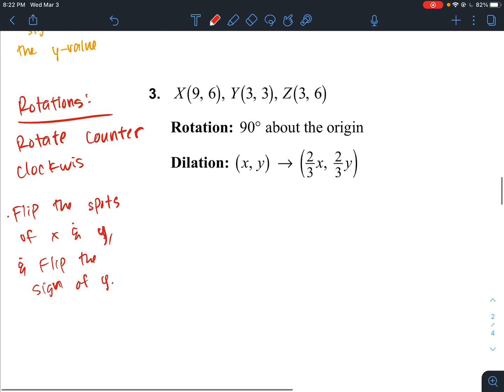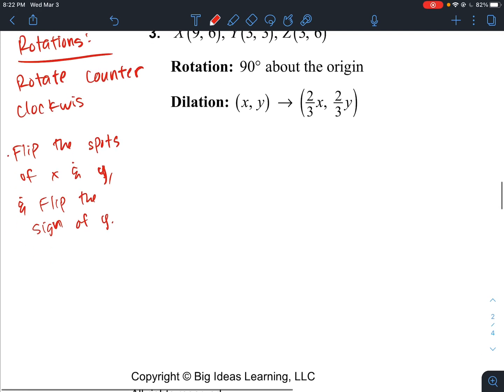Okay, so essentially what this means is that if you have a point x comma y, a rotation means that it's now negative y comma x. So a rotation that is counterclockwise. It's also important to note, rotation that is counterclockwise.